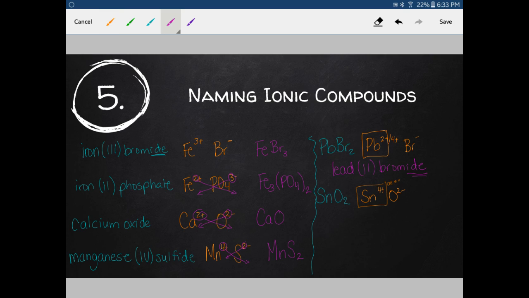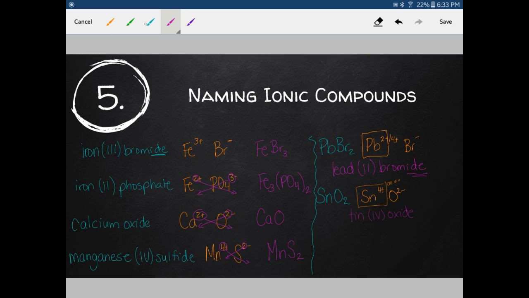So when I go to name this, I get tin 4 oxide. And again, because this reduces to our lowest coefficients, I would crisscross my 4 and my 2, but I would cancel out my 4 by dividing it by 2 to get a 2, and I'd cancel out my 2 by dividing my 2 by 2, which is 1. So that's how I go in reverse for those.